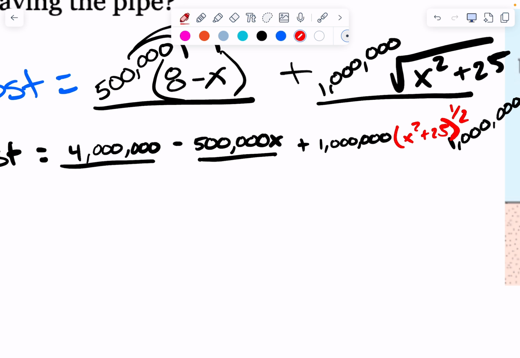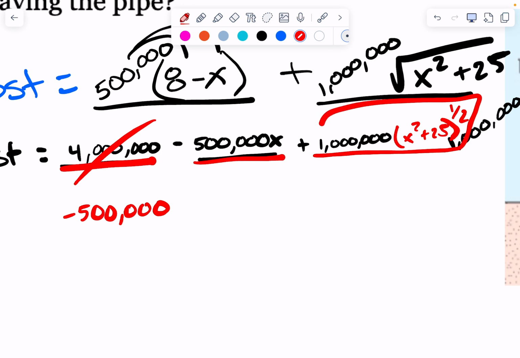All right, so derivative. We have 3 pieces, right? Derivative of 4 million? 0. Boom, gone. Derivative of this guy? Negative 500,000. The x is gone, right? Okay. All right, how do I take the derivative of this thing?